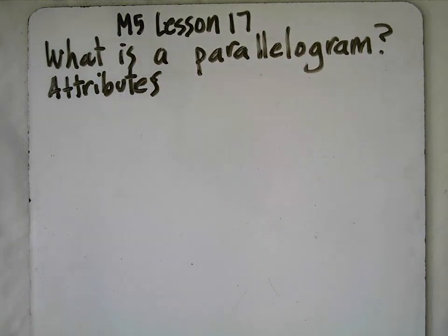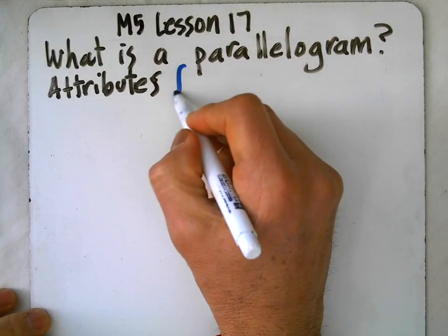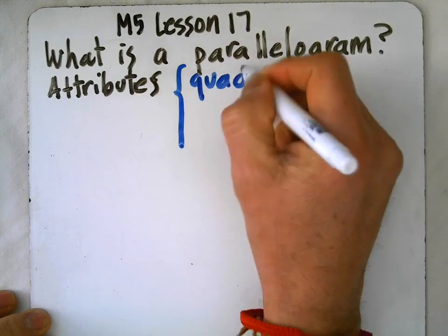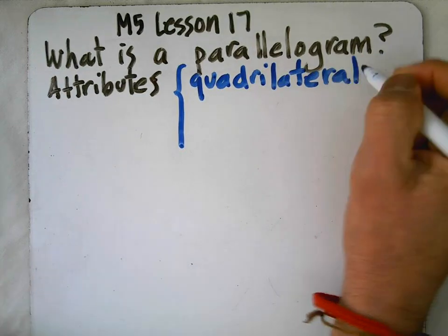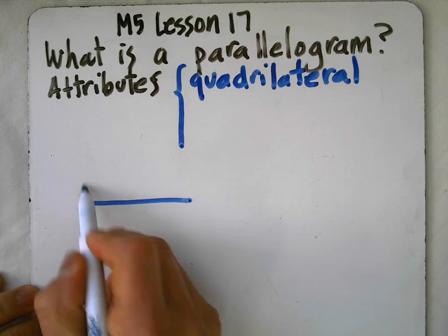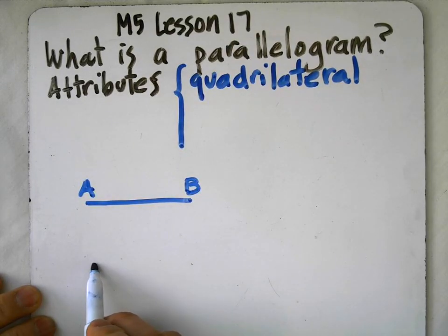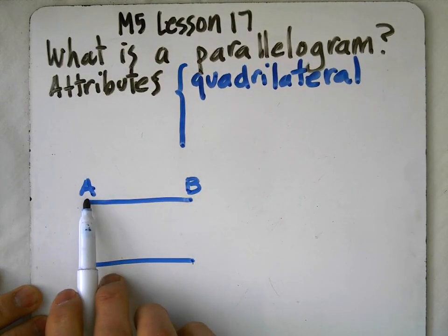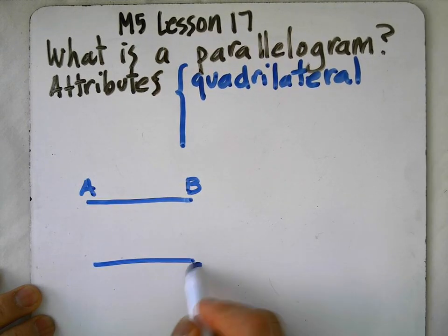So a parallelogram, let me give you the first attribute. So this is going to be the attributes. A parallelogram is a quadrilateral because it has four sides. So we're going to draw one right here. But here's what happens. This is segment AB, and we usually go like this. Watch this. A, B, C, D. Okay, so this is CD.